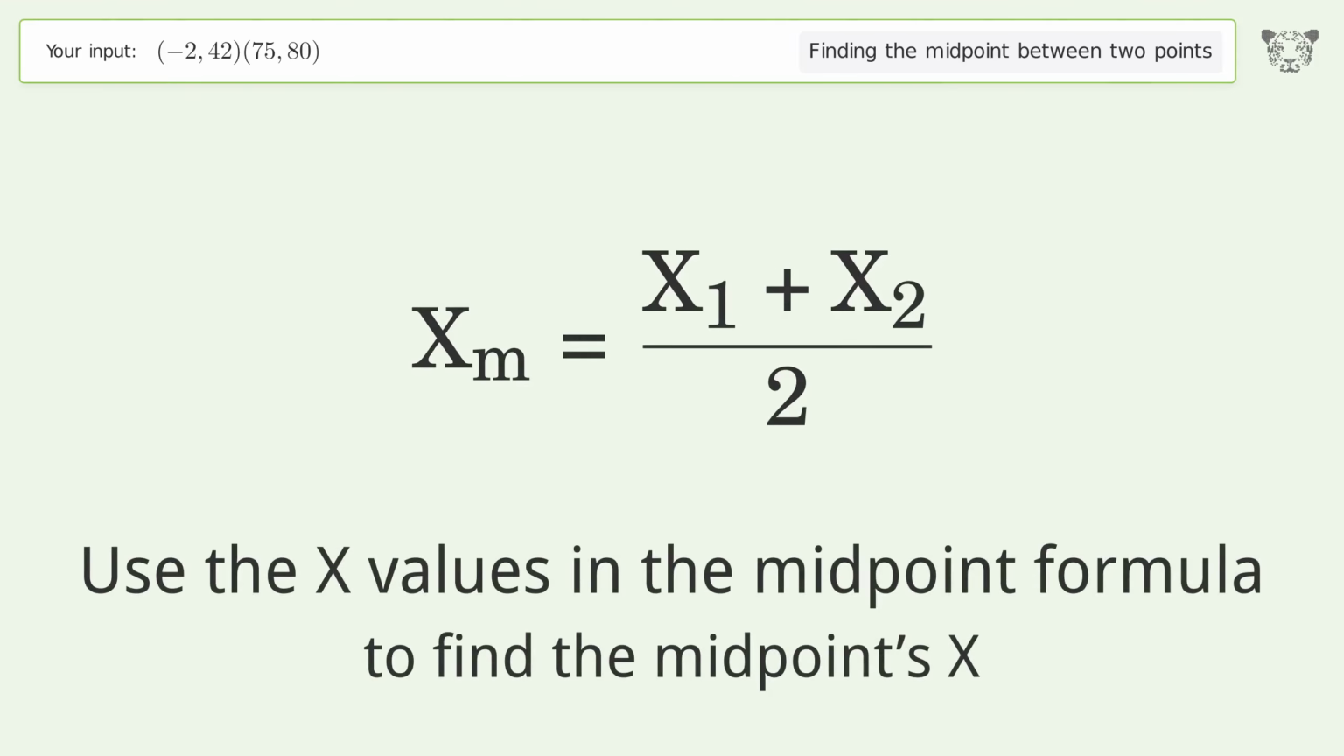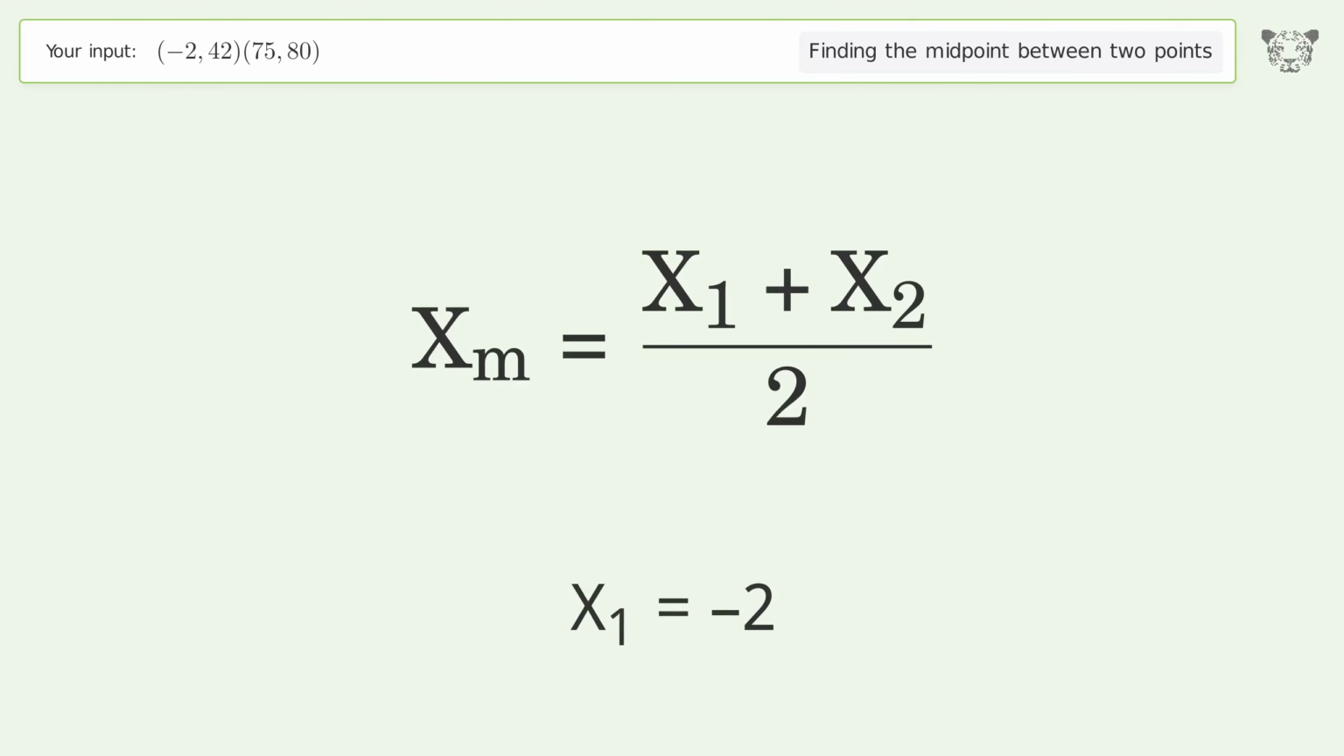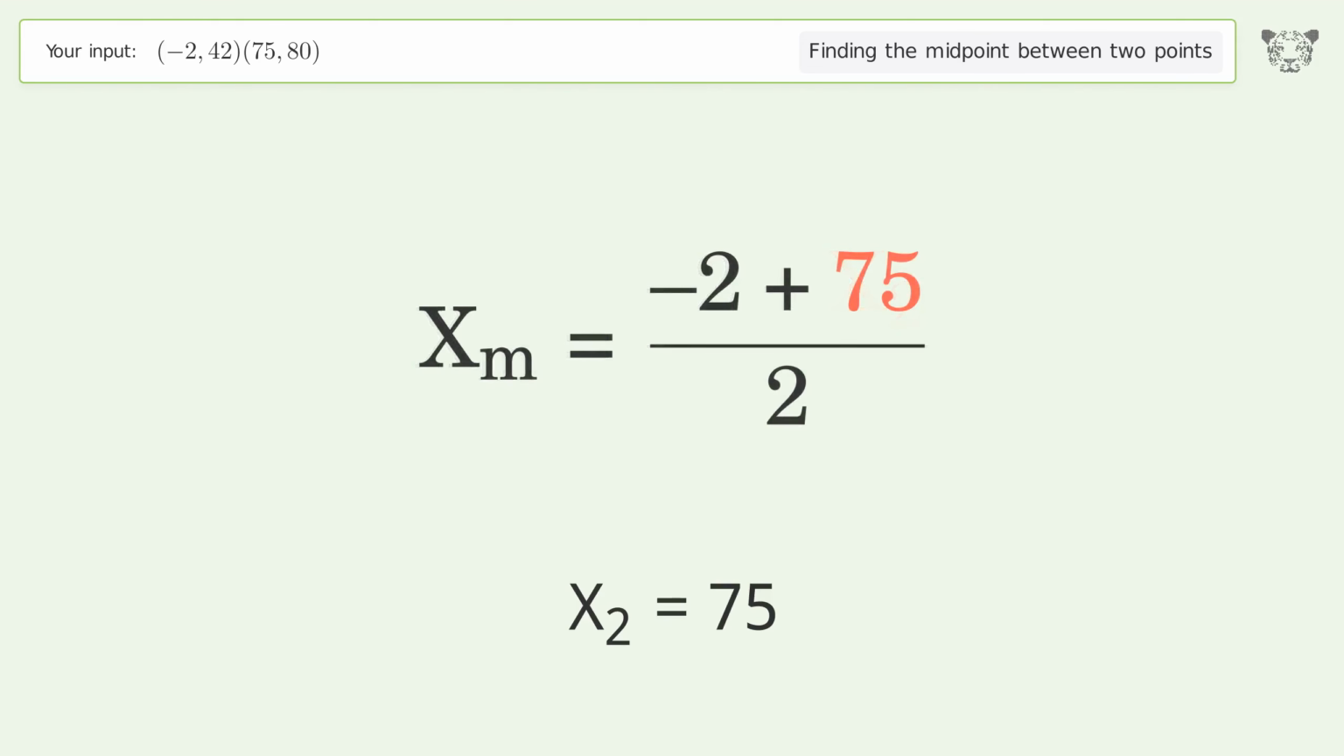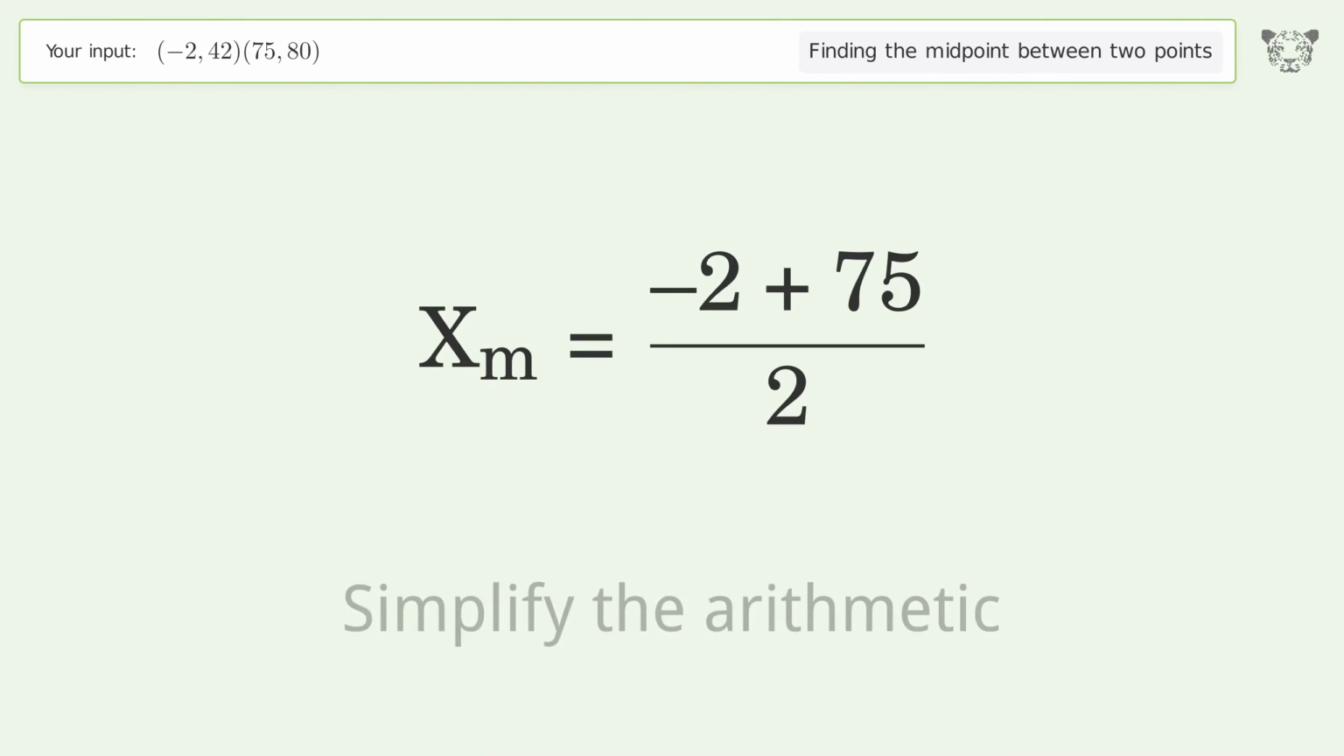Use the x values in the midpoint formula to find the midpoint's x. x1 equals -2. x2 equals 75. Simplify the arithmetic.